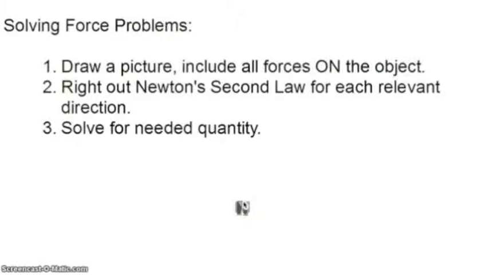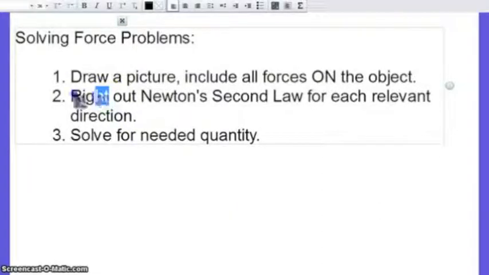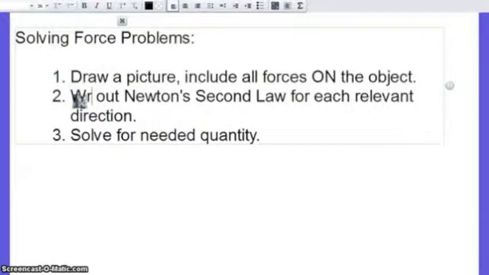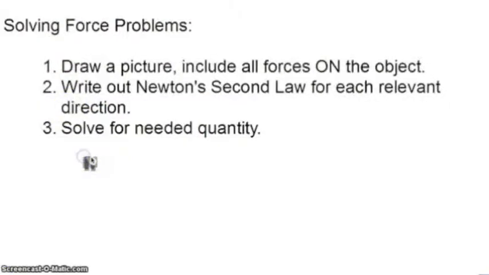When we're solving force problems, it's always important to draw pictures so that you have all the forces on the object labeled. You're never going to be right if you can't label all the forces on the object. You want to write out Newton's second law for each relevant direction, whether you're talking about horizontal motion or vertical motion, left to right or up and down. And then once you have that, you can solve for the needed quantity. So I'm going to work a few examples here.